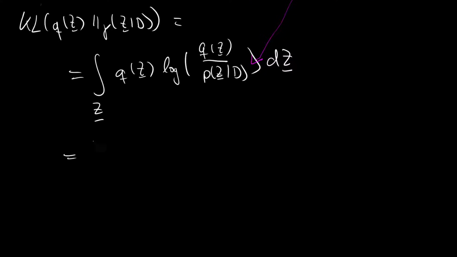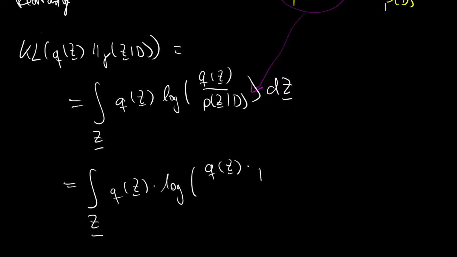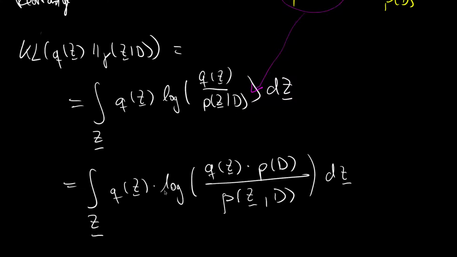And then we're getting again the integral over the Z vector, then Q of Z times the logarithm of Q of Z times the marginal, because it's inverted, so P of D divided by P of Z and D, then dZ, and closing brackets for the logarithm here. Well, okay, of course, now we reformulated our problem with another quantity that we don't have, but we can put this quantity outside of the logarithm and create two separate integrals.